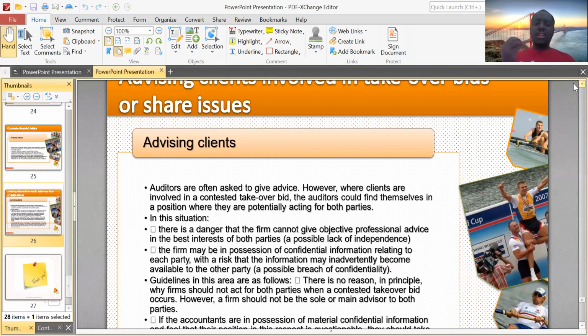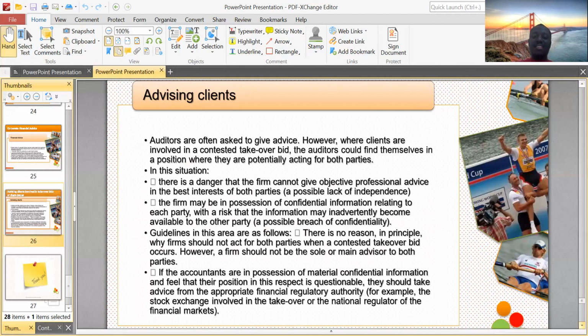Where clients are involved in a contested takeover bid, the auditors could find themselves in a position where they are potentially acting for both parties. Just imagine an auditor auditing two clients. The first client, client A, is seeking to take over client B, which the auditor is also auditing. Very interesting situation. In such a situation, there's a danger that the firm cannot give objective professional advice. Just imagine they come to the auditor for professional advice. The audit firm might not be objective. And another thing is that there's a confidentiality risk here, because the firm might be in possession of confidential information relating to each party, and so it might pose a possible breach of confidentiality. So that's something to watch out for.